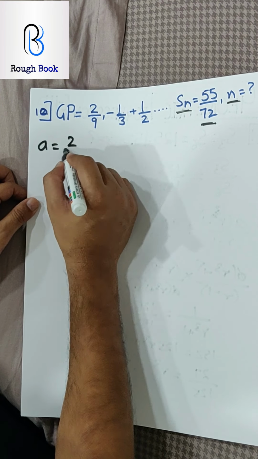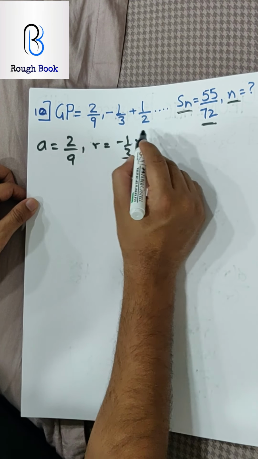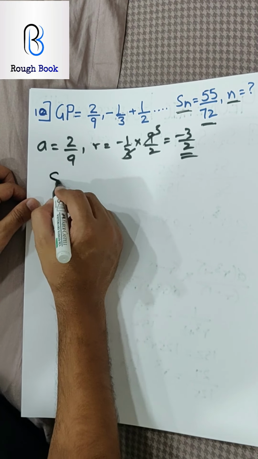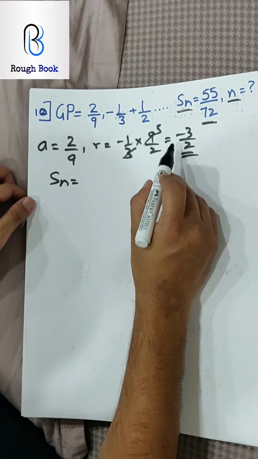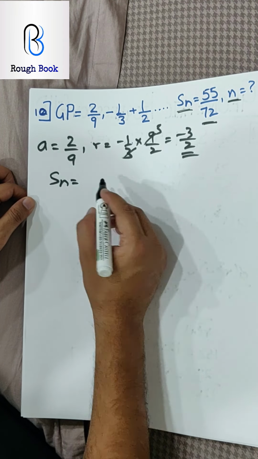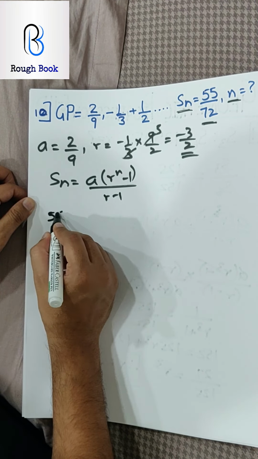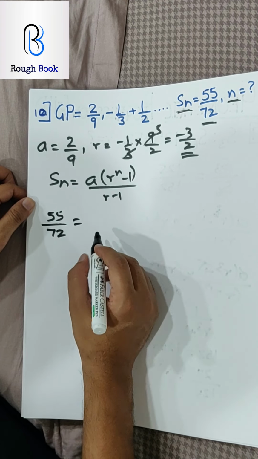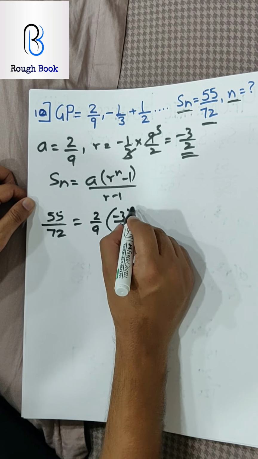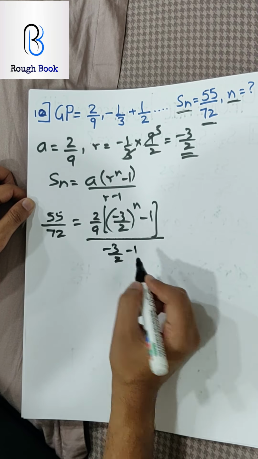So first A and R. Take the sign as well. The reciprocal of this, 9 by 2, 3 ones are 3, 3 threes are 9. So R is minus 3 by 2. Now the formula for Sn: the absolute value of R is greater than 1, yeah, because minus 3 by 2 is 1.5. So A times (R^n minus 1) upon (R minus 1). This is 55 by 72, A is 2 by 9, R is minus 3 by 2 raised to n, because n is unknown, divided by (minus 3 by 2 minus 1).